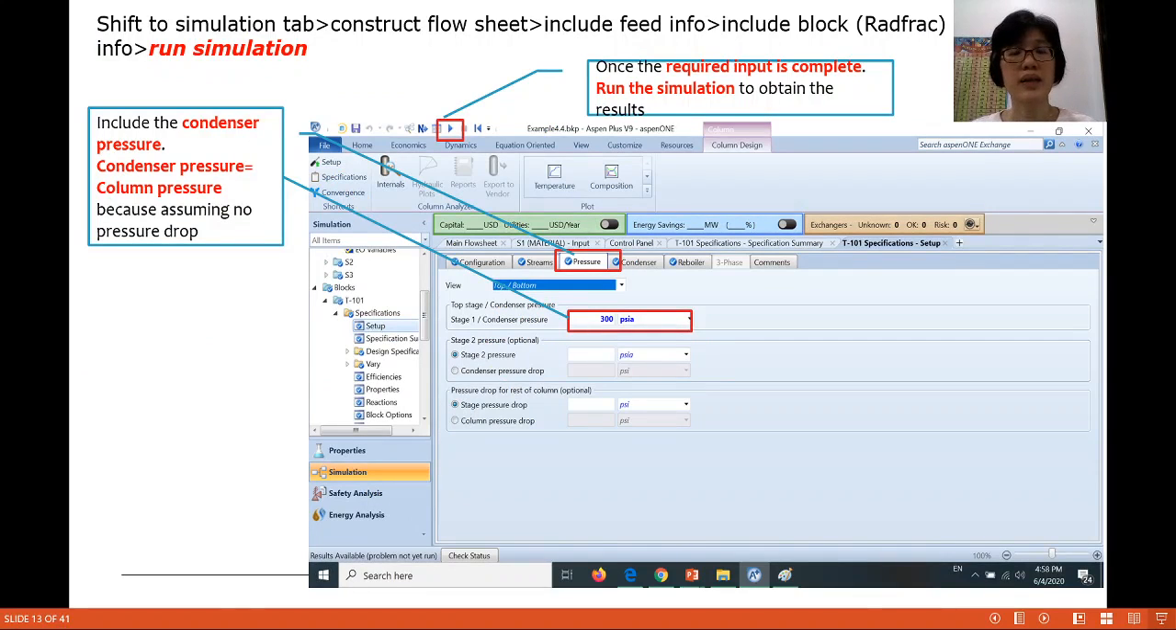So next here, we are almost done. For the block information, we have the last page here. Pressure. Okay, the pressure sheet here is for you to put in your pressure. Here you have the condenser pressure, so you can put in the condenser pressure, and with the assumption of no pressure drop across the column. So this is 300 psi, okay, or 300 psia is the same.